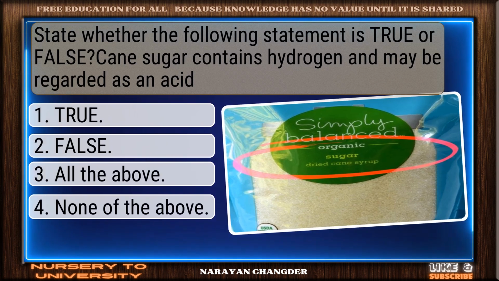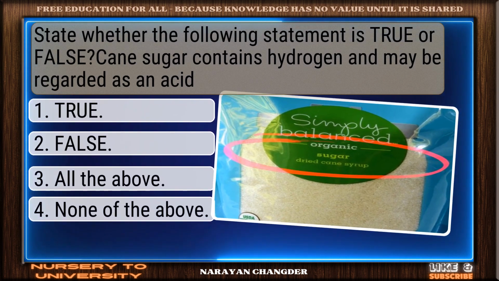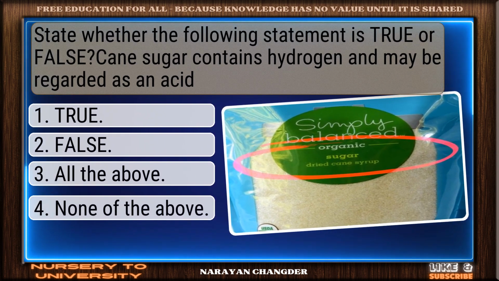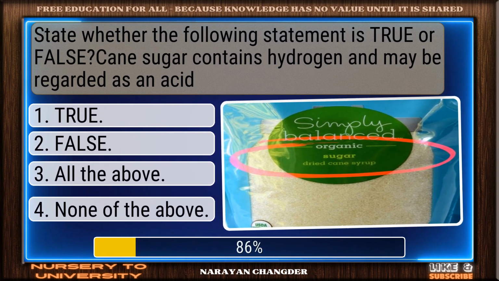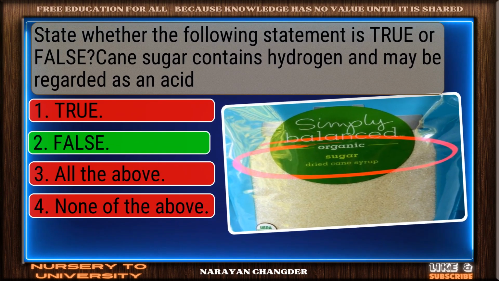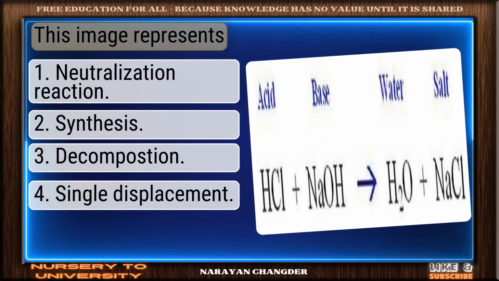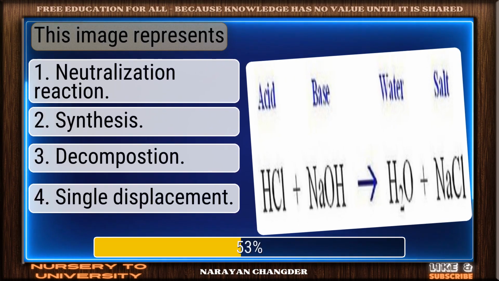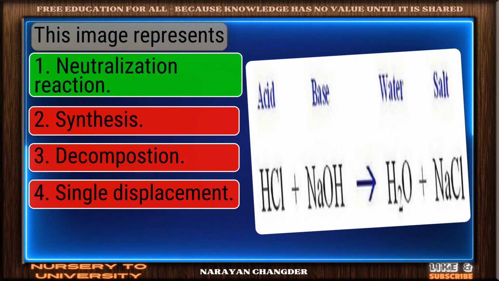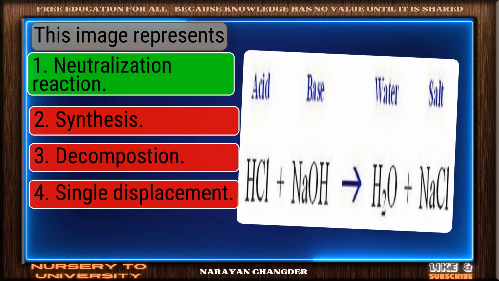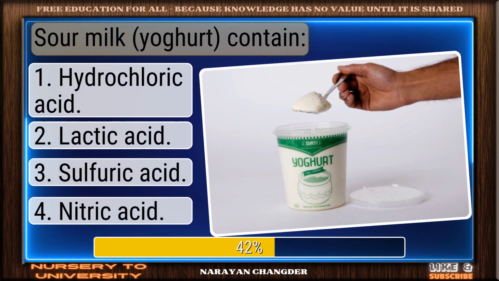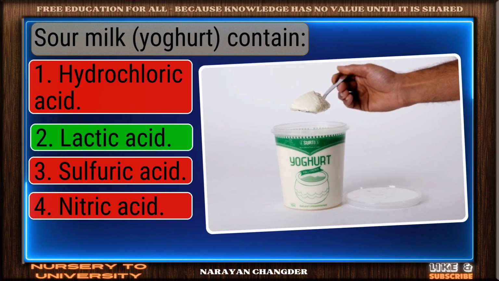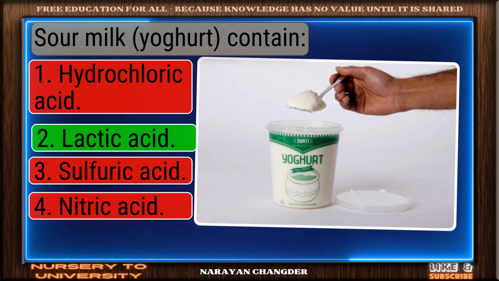State whether the following statement is true or false. Cane sugar contains hydrogen and may be regarded as an acid. Excellent choice. False is right. This image represents... Well picked. Neutralization reaction is correct. Sour milk contains... Clear logic. Lactic acid is sound.